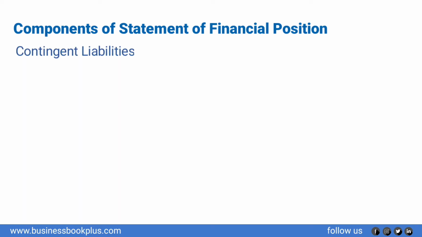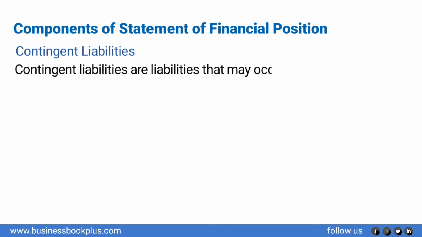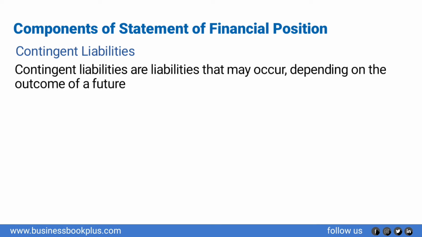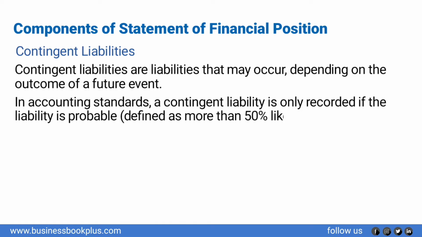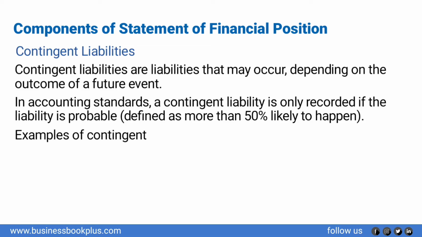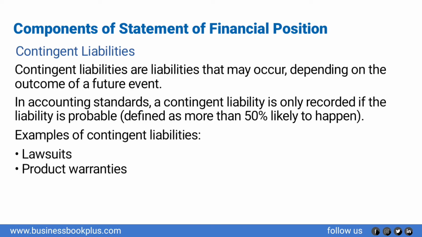Contingent liabilities. Contingent liabilities are liabilities that may occur depending on the outcome of a future event. In accounting standards, a contingent liability is only recorded if the liability is probable, that is, defined as more than 50% likely to happen. Examples of contingent liabilities: lawsuits, product warranties.